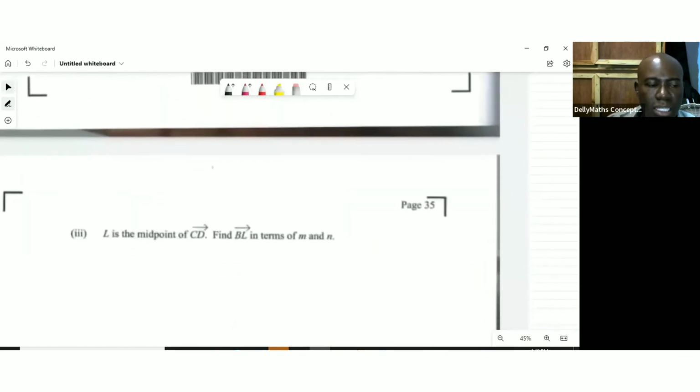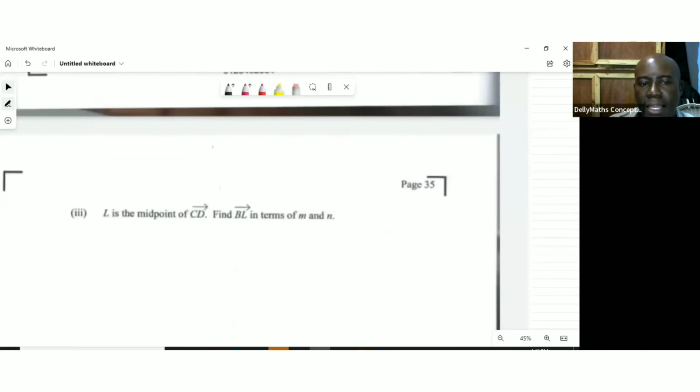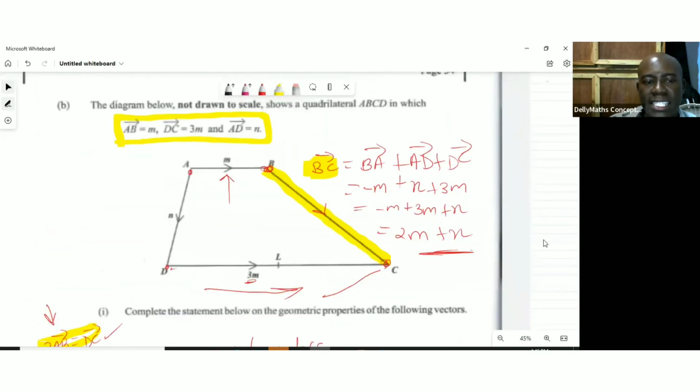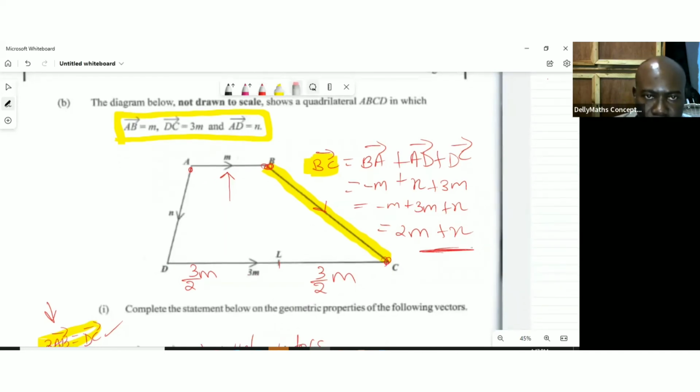Next question. L is the midpoint of CD. Find BL. Let's look where CD is. If L is the midpoint of CD, we want to put on some quick labels. It means from D to L is 3 over 2M, and from L to C is 3 over 2M. That's what it means, so we are able to put on those. And now they want us to find BL.